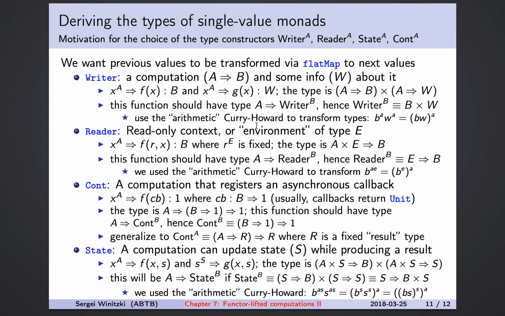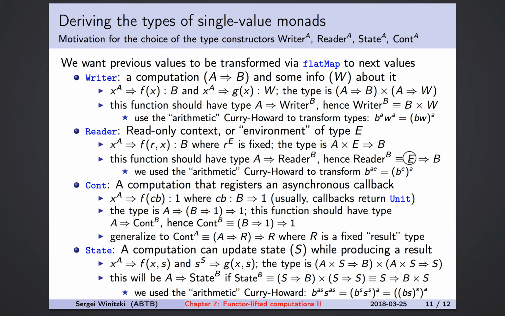Let's apply the same reasoning to the other monads, the reader, for example. We want a read-only context or environment of type E. So what is an elementary step in the computation? We have some x of type A, and we compute some value of type B, but we can use this R, which is the read-only environment of type E. In other words, our type of the elementary step of the computation is this. We repeat the same reasoning. If we want to chain these computations using flatMap, it means that the argument of flatMap must be of this type, but the argument of flatMap is of this type. In order to do that, we must have that these types are equivalent.